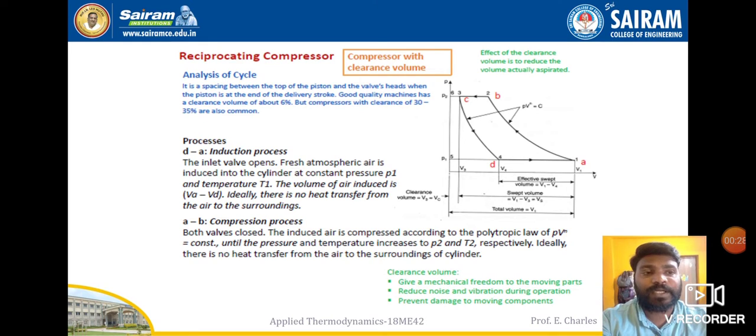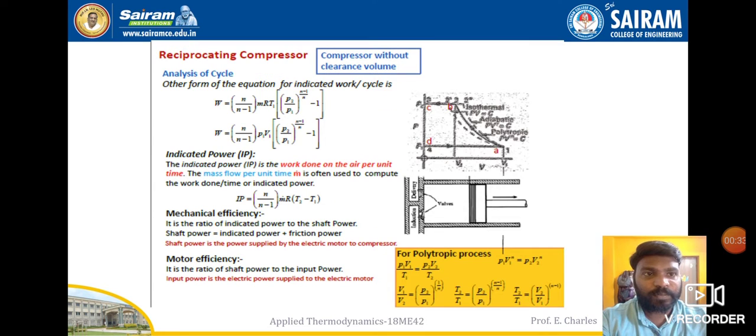without clearance volume and compressor with clearance volume, the PV diagram. If you look at the PV diagram of reciprocating compressor without clearance volume, the diagram will be like this. This is the pressure and this is the volume, and there is no clearance volume there. It is not considered because when you compare this swept volume or stroke volume, the value will be more and the clearance volume is very less, very minute compared to the stroke volume. So that is why sometimes this value is neglected. That is in the case of without clearance volume.